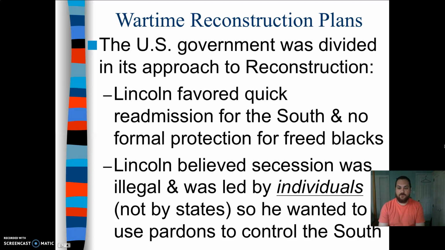Lincoln also made the argument that individuals, not states, left the Union. All through the war, he never said that the Confederacy was another country. So the whole war, he argues, no, the states did not leave. Individuals left. He says, I can pardon all these people or not pardon them based on how easily they come back in.